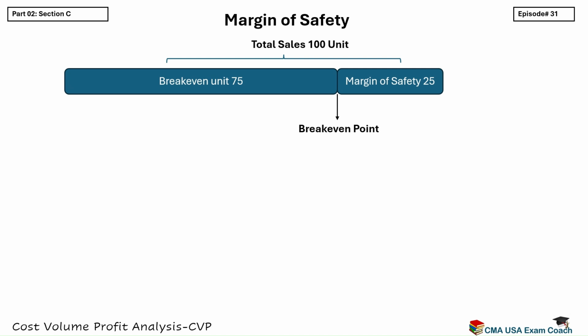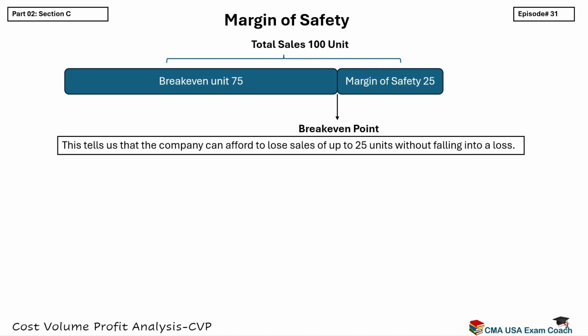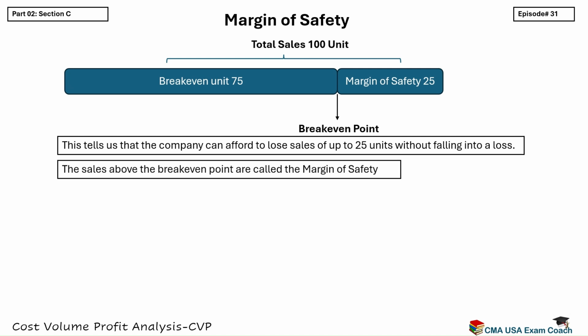How much sales are they making beyond the break-even point? The answer is simple. 100 units minus 75 units equals 25 units. This extra 25 units is what we call the margin of safety. This tells us that the company can afford to lose sales of up to 25 units without falling into a loss. Even if sales drop by 25 units, the company will still be at the break-even point, still not making a loss. So that's why we say, the sales above the break-even point are called the margin of safety.